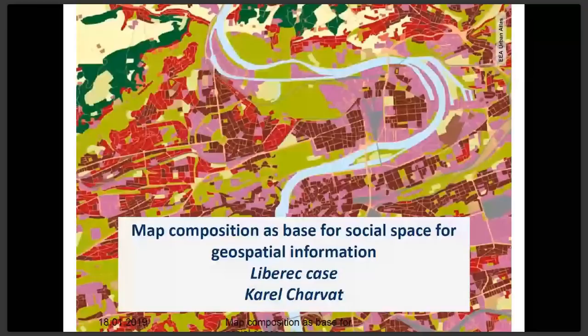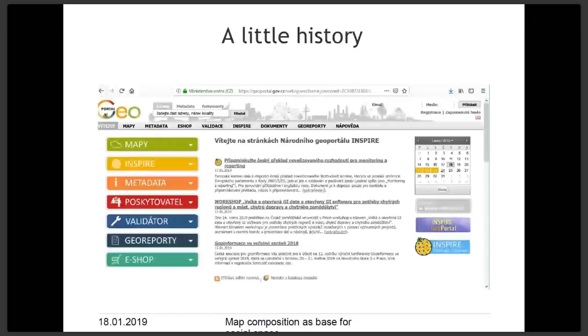We have for our community many different tools. We have the OGC specification, WMS. It is good for experts, but it is not optimal for non-expert people. And I will go through the history of how we started with map composition, and I will explain the development.